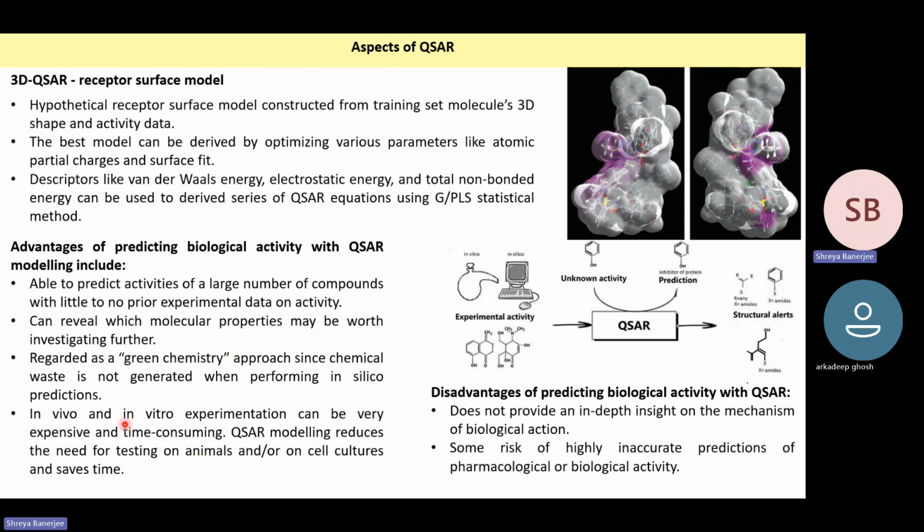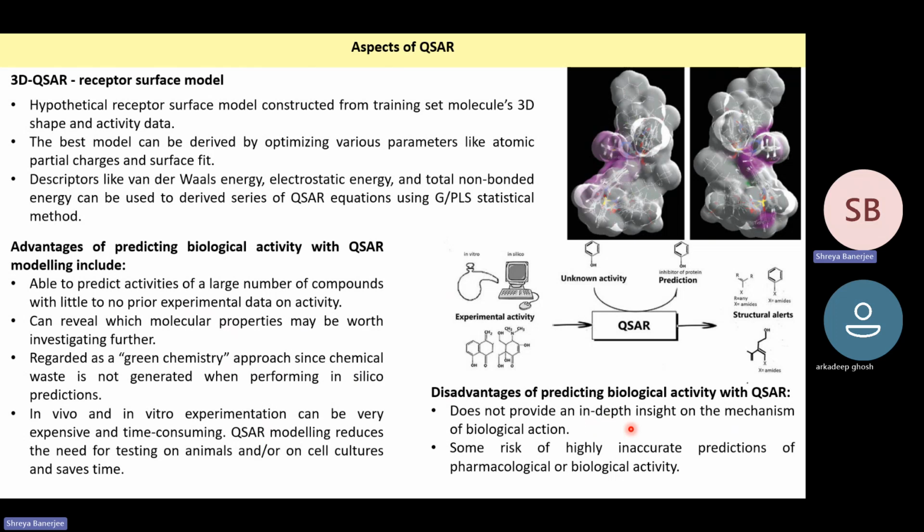And also the in vivo and in vitro experimentation can be reduced. So these are very time consuming and expensive procedures. And if you have to do it for all possible drug candidates randomly, it is too expensive and time consuming. Rather, based on QSAR modeling, if you reduce the number of drug candidates, then it saves a lot of time and money. However, there are certain disadvantages of predicting the biological activity with QSAR.